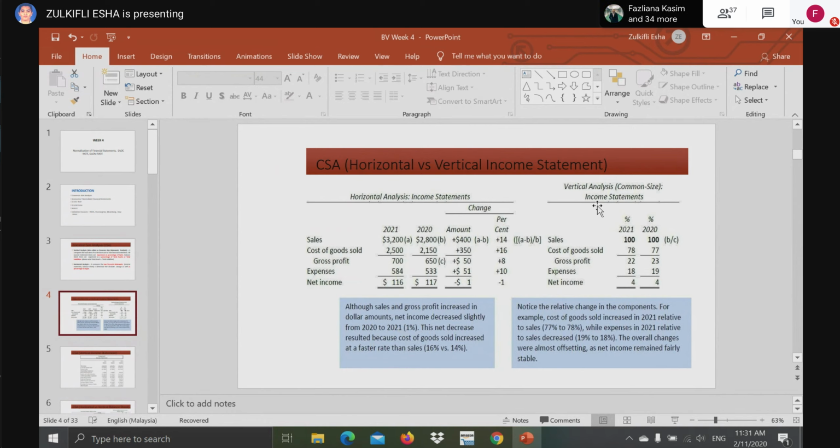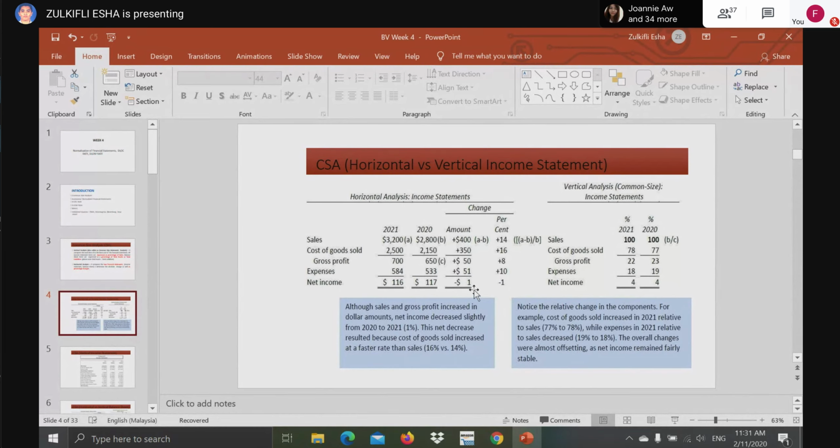So let's move to vertical analysis. For vertical analysis, we look at the same year, 2020 and 2021.